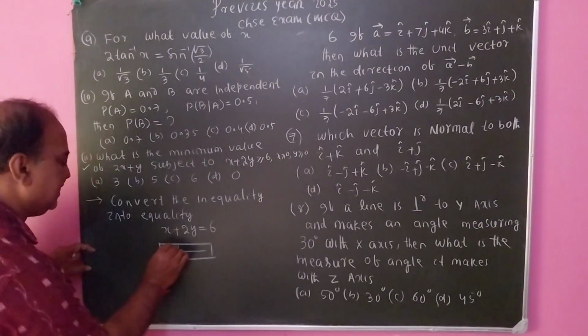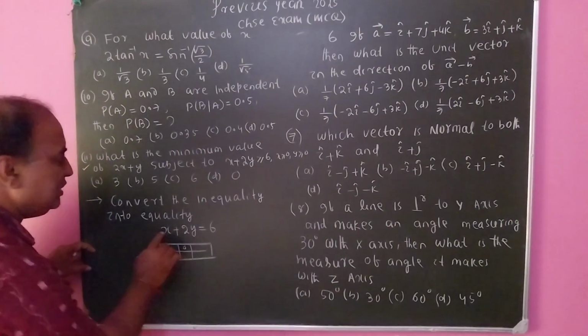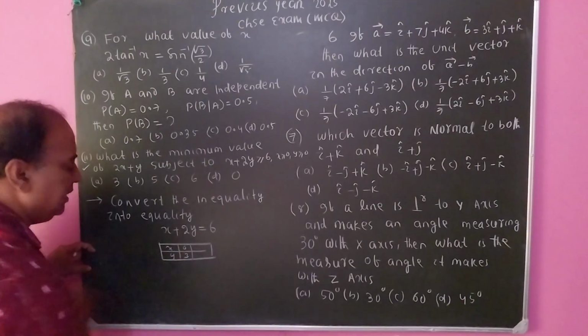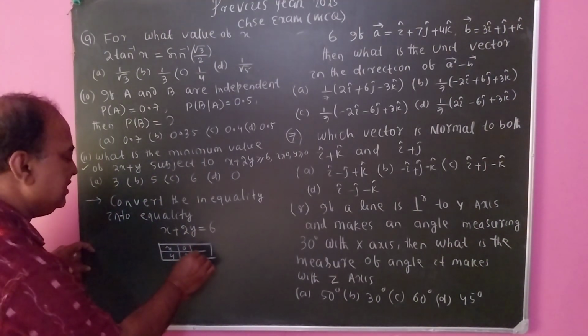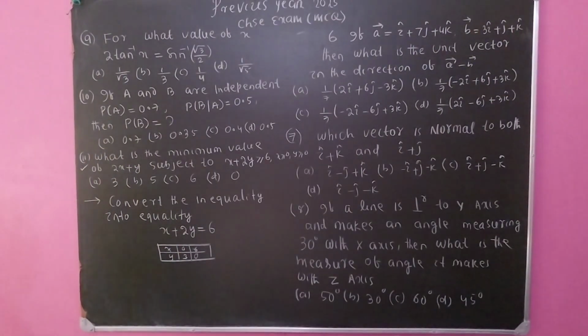So x, here it is y. When x is 0, 2y is equal to 6, so y is equal to 3. Then y equal to 0 means x is equal to 6.